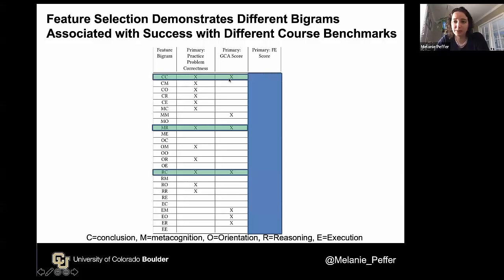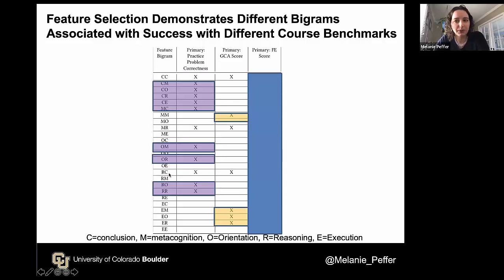So in the GCA, we see three processes that come up as important for both: sequential conclusion statements, metacognition paired with reasoning, and reasoning paired with conclusions. And we also start to see some differences as well. Again, these conclusion statements seem to be really important at the level of the problem, but not so much on the GCA. Whereas multiple metacognitive steps in a row seem to be really important on the GCA, but not so much at getting the problem correct.